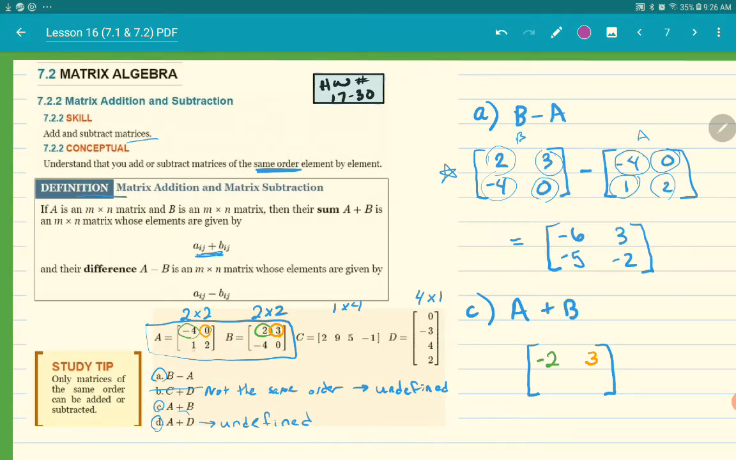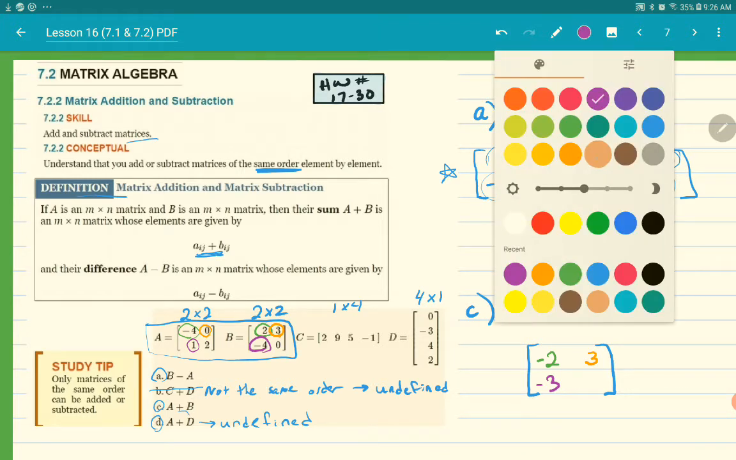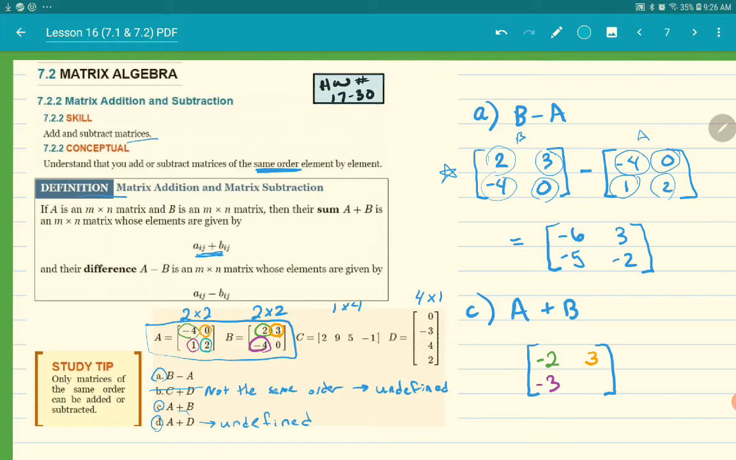And row 2, column 1, 1 plus -4 gives me a -3. And row 2, column 2, 2 plus 0 gives me a 2. And there's C. So that is addition and subtraction with matrices. They have to be the same order in order to be added or subtracted, otherwise you'd say undefined.